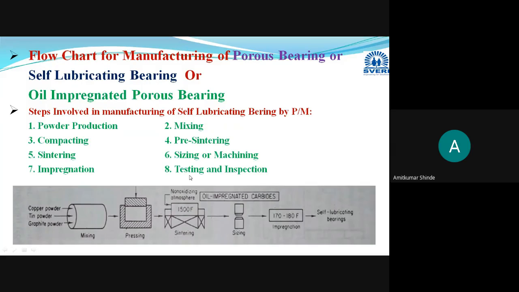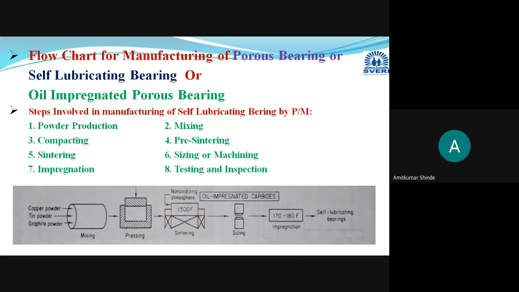For this you can go for different available methods. It may be destructive testing methods or non-destructive testing methods. Okay, and at the end you will get your final product, the self lubricating bearing. Okay, so these are the stages involved in the manufacturing of this self lubricating bearing.